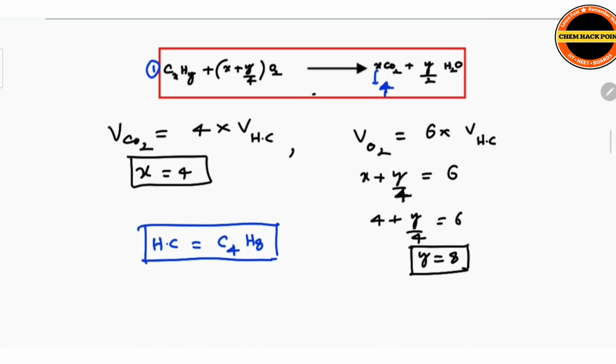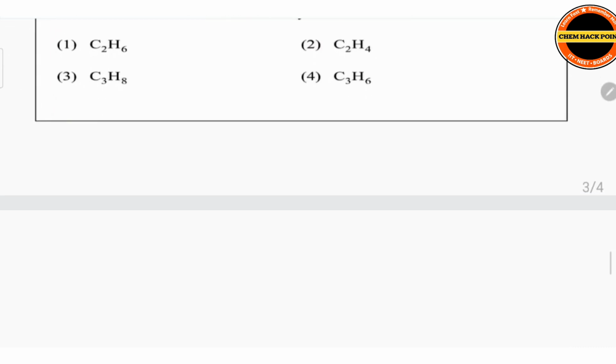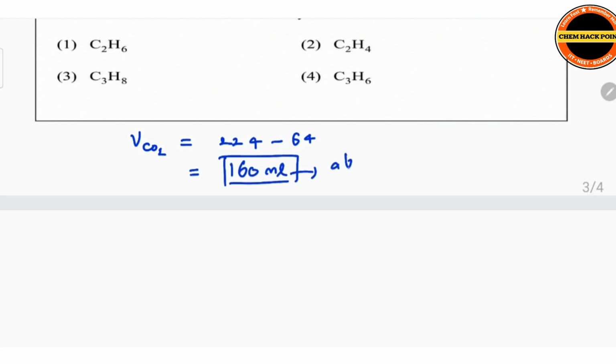So after passing through KOH, you see the volume of the gas mixture here. So you can specify like this: KOH absorbs CO2, we know that. So volume of CO2, how can you find it? Volume of CO2 is equal to initially 224 ml minus remaining 64. So how much is absorbed? 160 ml is absorbed by KOH. So if this amount is absorbed by KOH, that is exactly equal to volume of CO2.